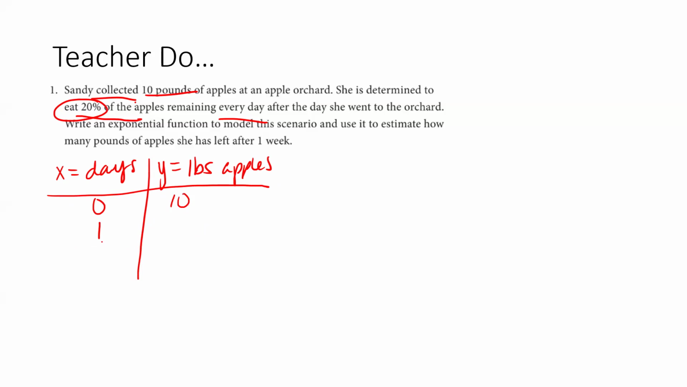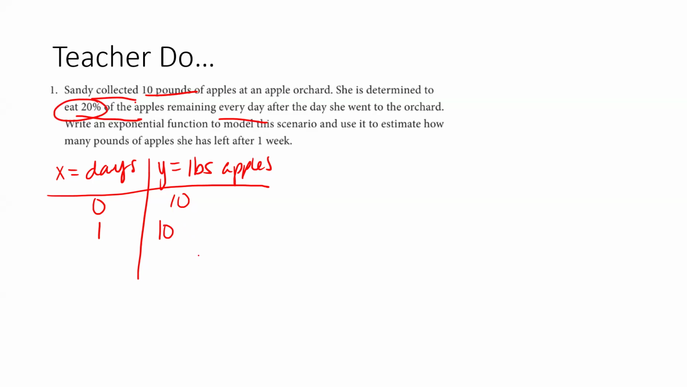Between our examples we've had so far, with the car depreciation and the car appreciation from yesterday, how would I calculate how many pounds of apples she would have left on the first day? No, what do I multiply by? 20%. I'm not multiplying by 0.2. What does she have left? If I'm eating 20%, what do I have left? 80%. So what am I multiplying by?